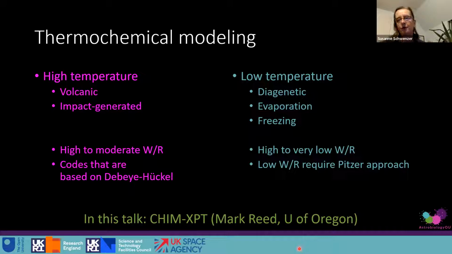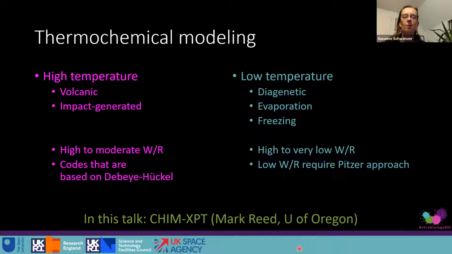And if you have a dilute fluid, it's a code like ChimXPT, which is underlying all except for one of the models that I will be showing you today. ChimXPT is a code based on Debye-Hückel. Those of you who are a little bit familiar with thermochemistry know that the Debye-Hückel theory talks about a fluid in the way that every ion that's in the fluid doesn't know about any other ion in the fluid. So you have a very dilute fluid where the interaction of water with the cations and anions is the only thing that you have to think about.